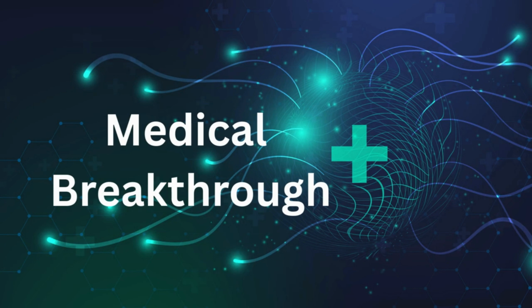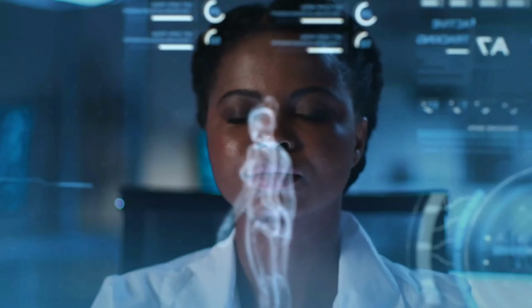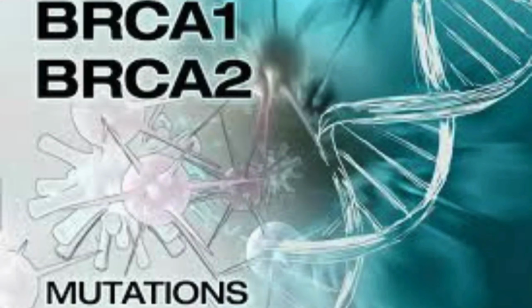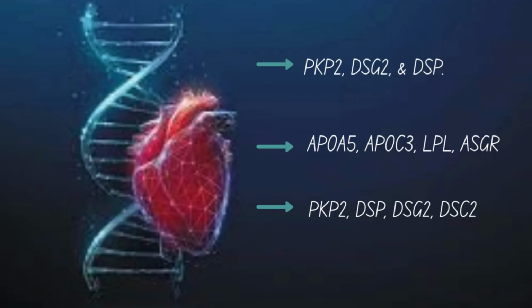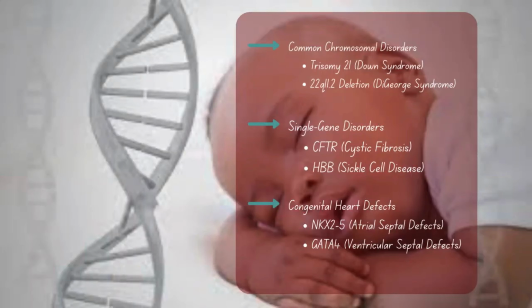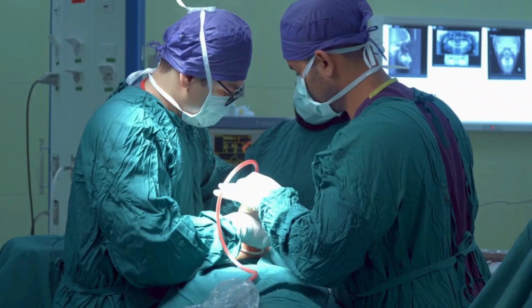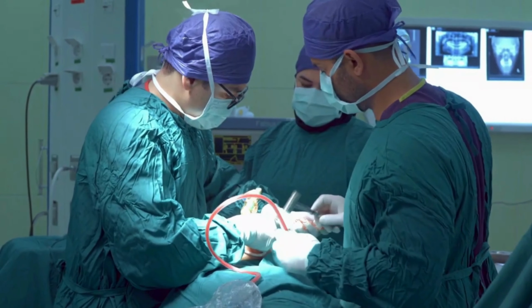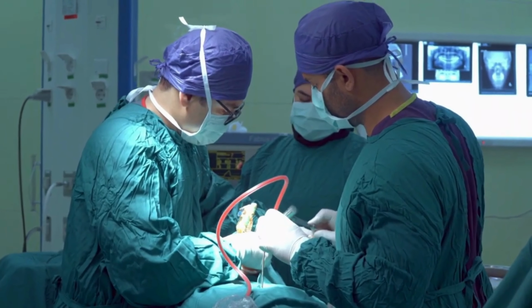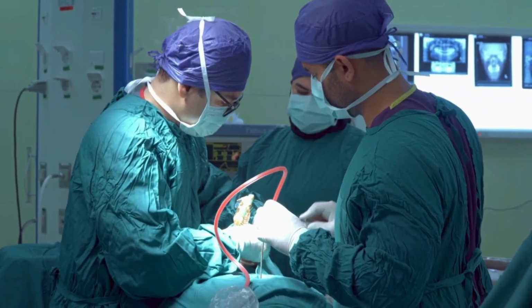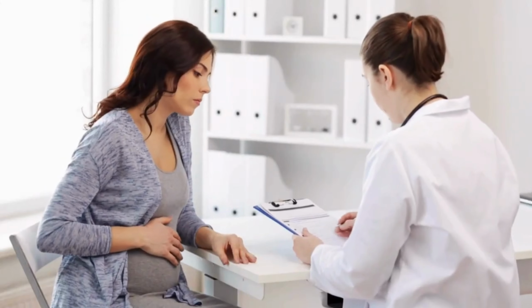And then came the medical breakthrough. Scientists could now look at the genome and say, this gene is linked to breast cancer. This one affects heart disease. This mutation causes a child to be born with a genetic disorder. For the first time, disease had a map. Doctors were no longer just treating symptoms. They could see where the problem began, inside the code itself. That is when medicine quietly entered a new era.